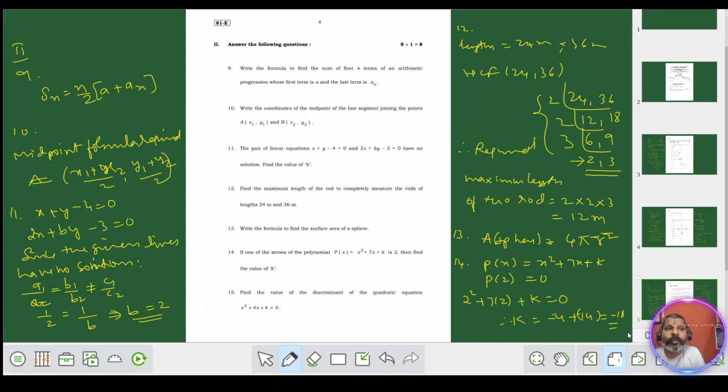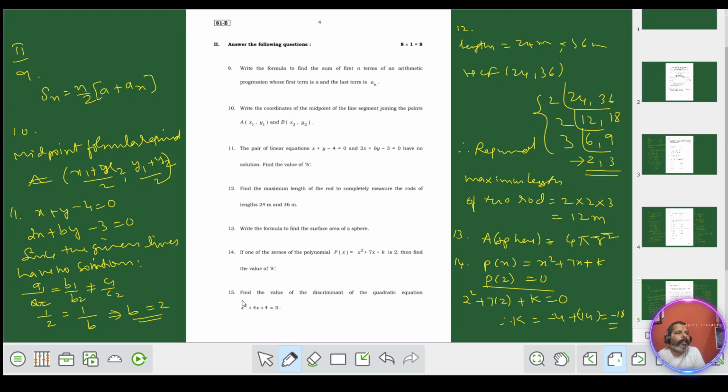One of the zeroes is given and they have asked for another unknown value here. You should know the remainder theorem here, which we have learned in the last year. Just substitute, equal to 0, then find the k.